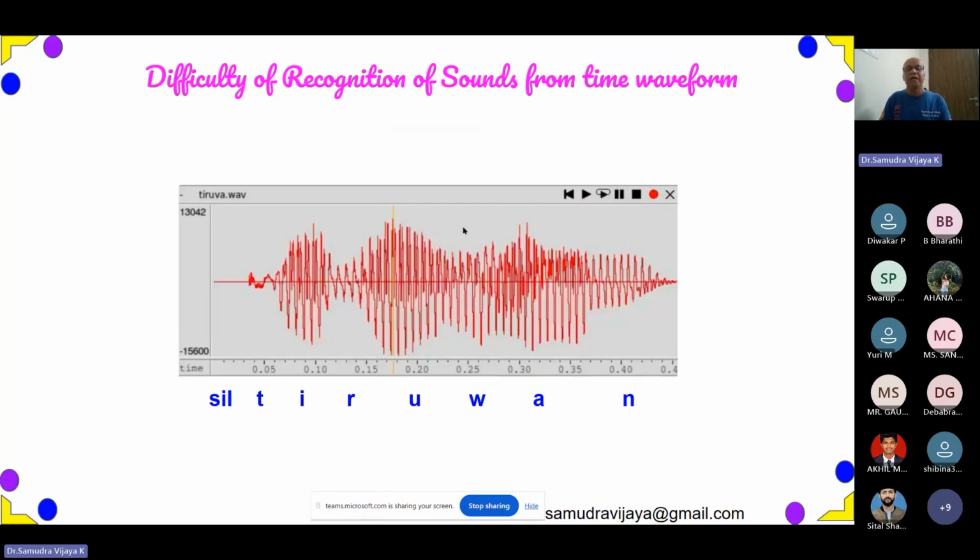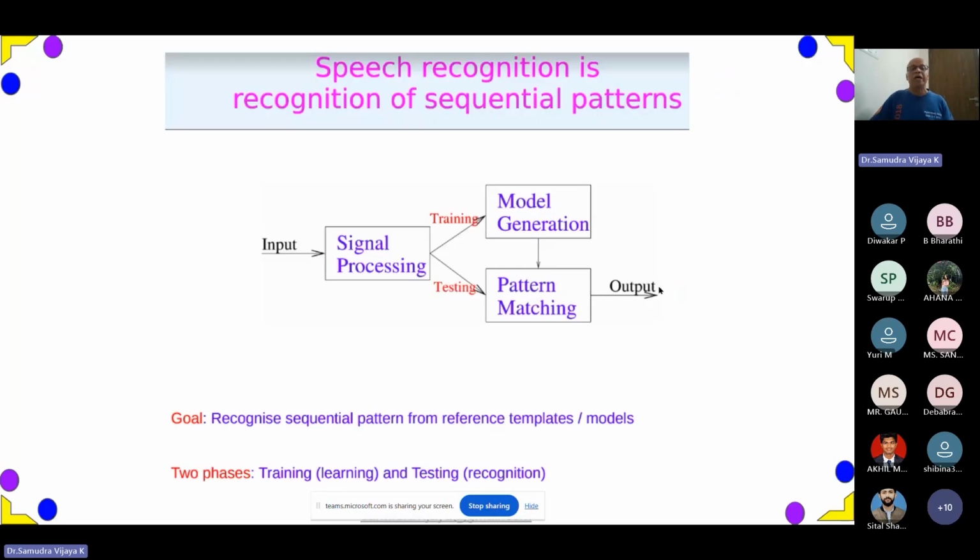Let's say this was the waveform of the word Tiruvananthapuram, the Tiruvan part of it. So this is the waveform, and you can see that on the vertical axis is the amplitude of the waveform, digitized, and on the x-axis is the time. So this is also called a time waveform. The duration of this particular word is 0.4 seconds typically. So this sound comes to the automatic speech recognition system, and the sound is processed.